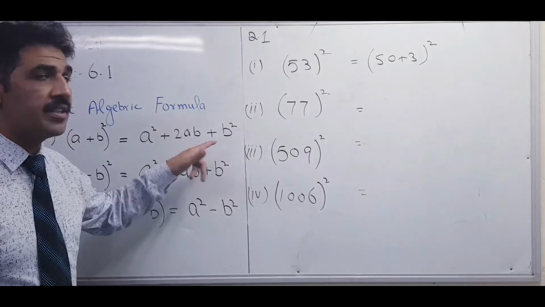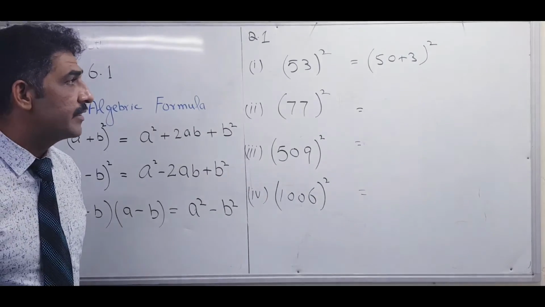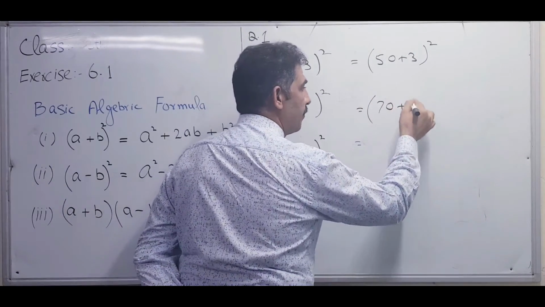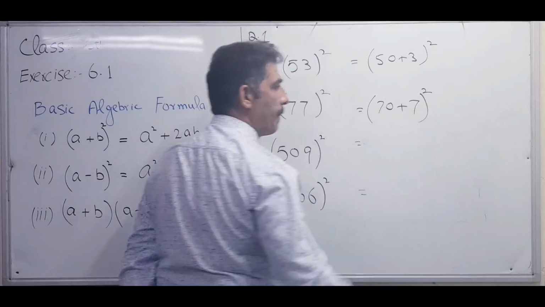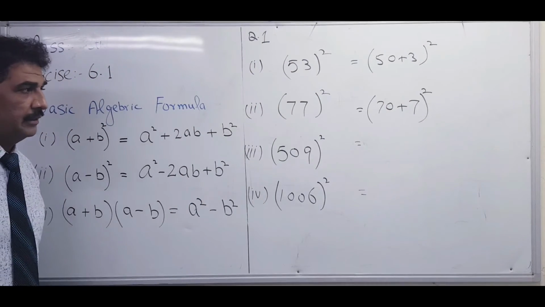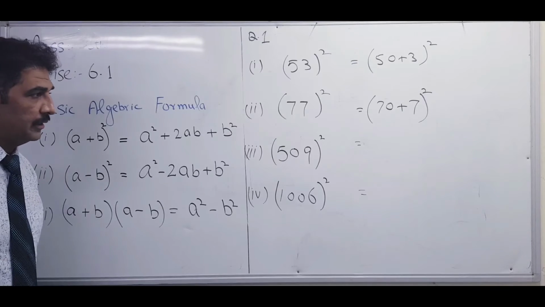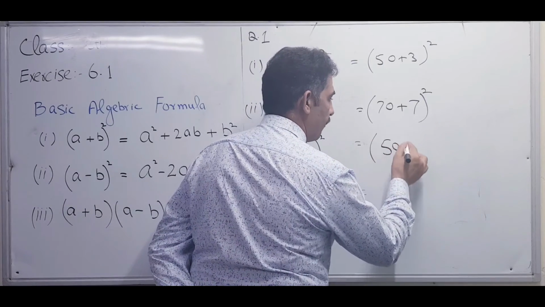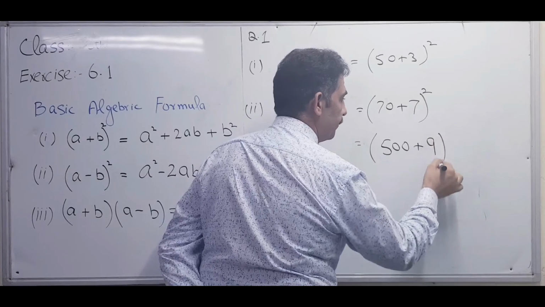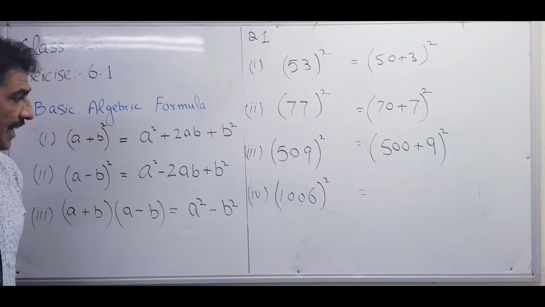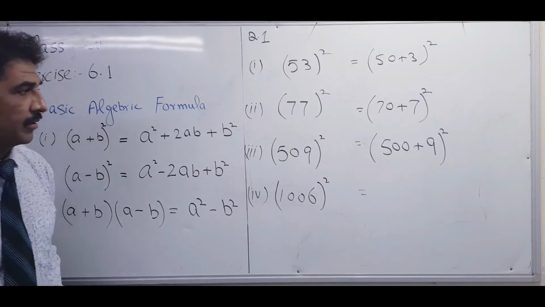Use the formula first and solve it. 77, also the same, 70 plus 7. Plus formula for number 1. You can use that one as I explained before. Now 509, that is 500 plus 9. Then 1006.